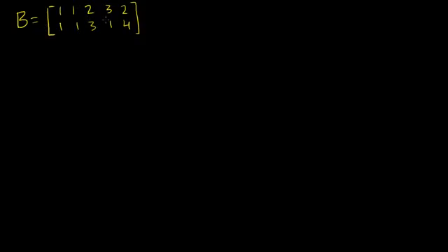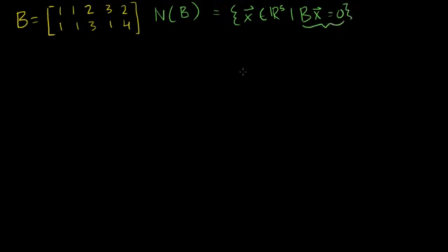Let's say I have this matrix B here, and I want to know what the null space of B is. We've done this multiple times, but just as a review, the null space of B is all of the vectors x that are members of R5, where my matrix B times any of these vectors x is equal to 0. That's the definition of the null space. I'm just trying to find the solution set to this equation right here.